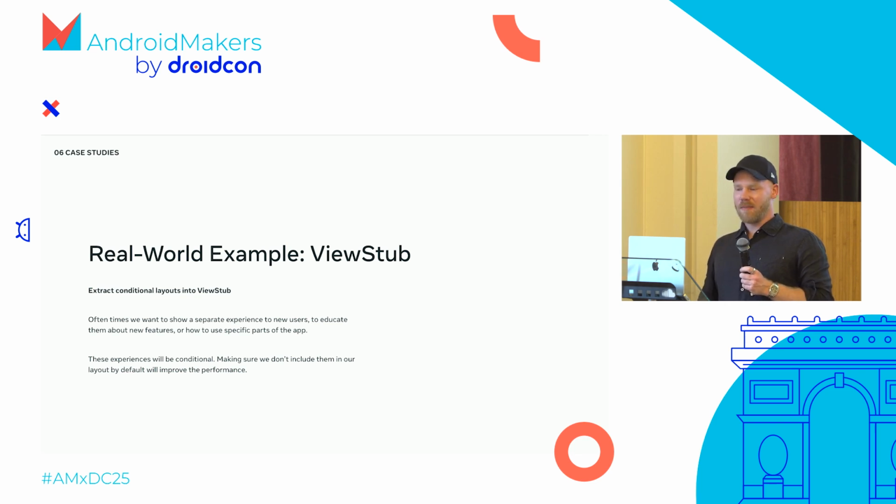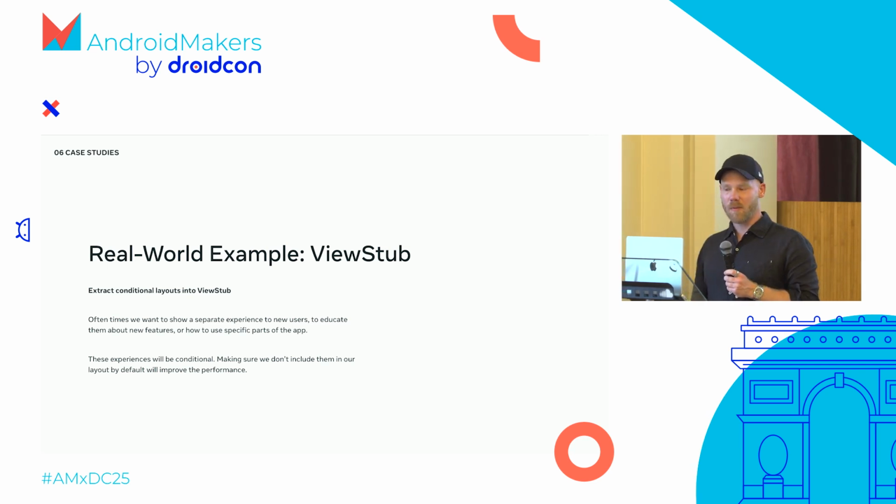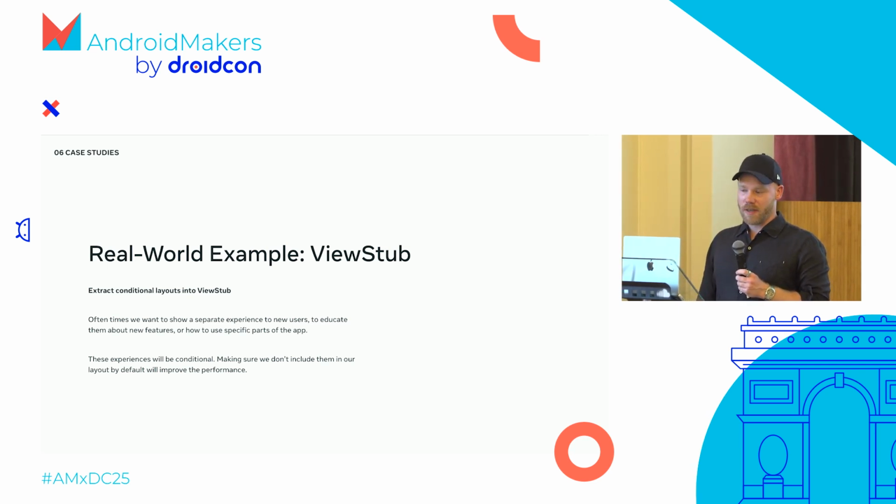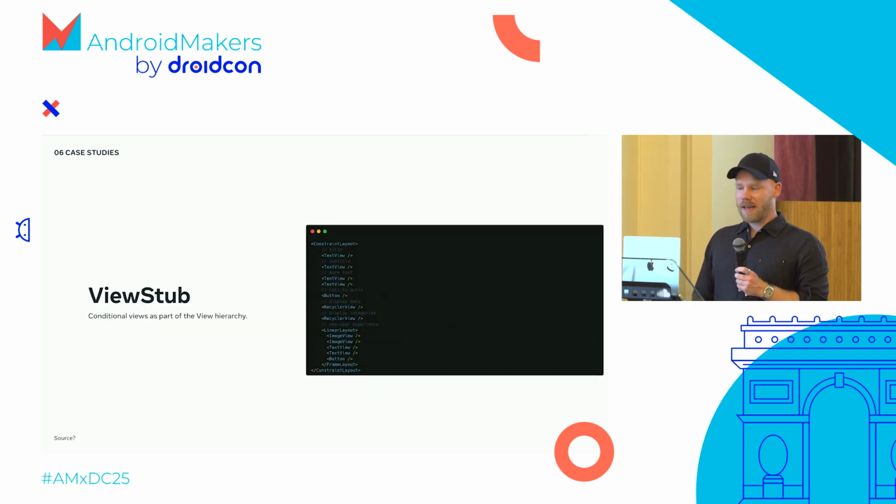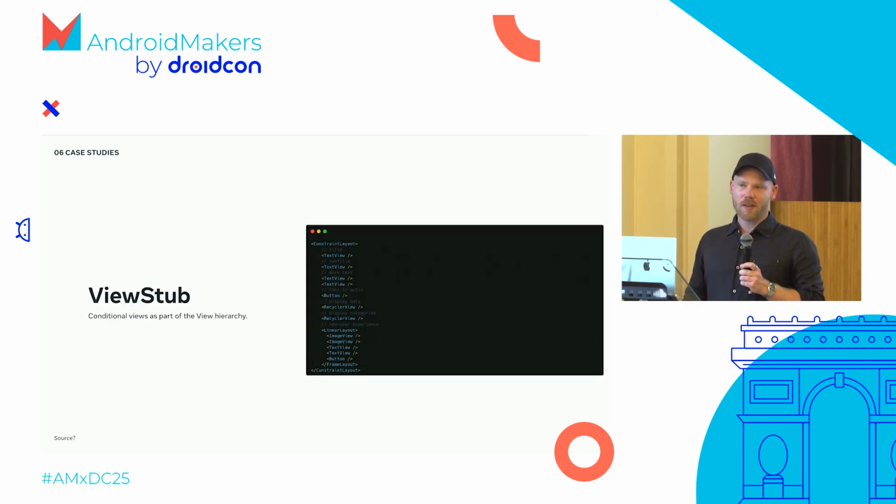As an example, we often want to show a separate experience to new users, either to educate them, to show them how specific parts of the app work, and how to use features. Since these experiences are conditional, making sure we don't include them in our layout by default is going to improve the performance. So if we look at an example, this is Android views, not compose.